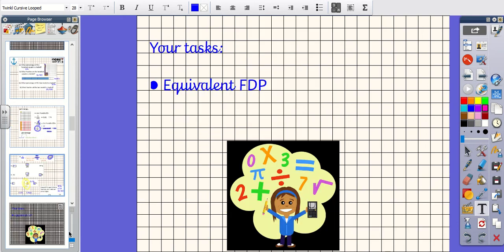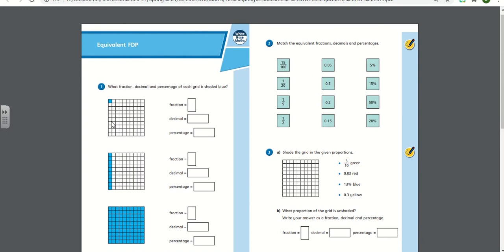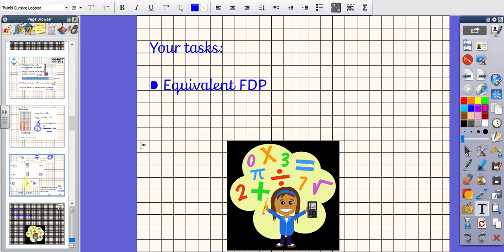Okay then, so today's task is you are going to be completing equivalent fractions, decimals and percentages. Always remember that your fraction has got to have 100 as the denominator before you can match any percentages up. If it hasn't got 100 as your denominator, then you need to convert it to 100. So pause this video here while you complete today's tasks, and then come back when you are ready to do problem solving and reasoning.